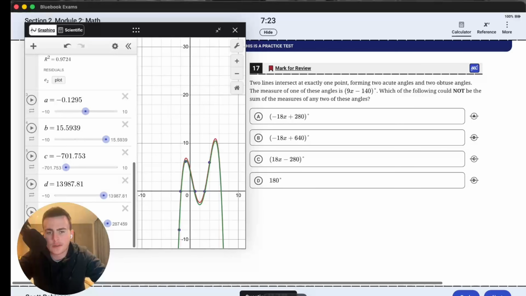Two acute and two obtuse. The measure of one of the angles is 9x minus 140.